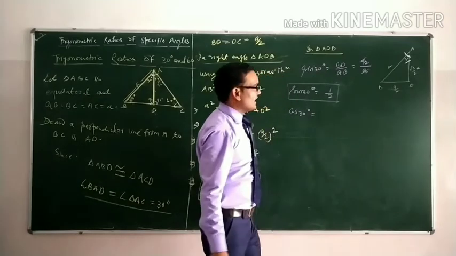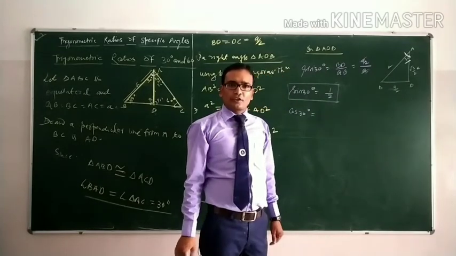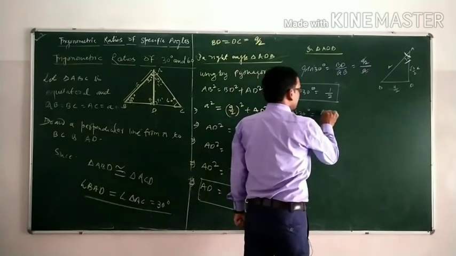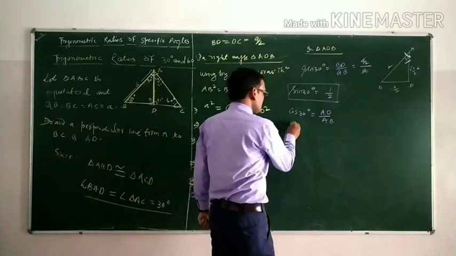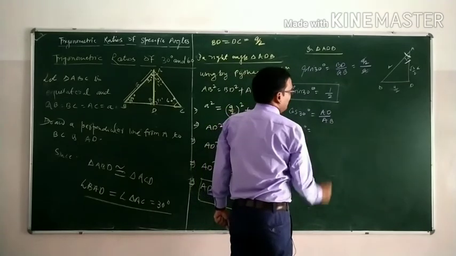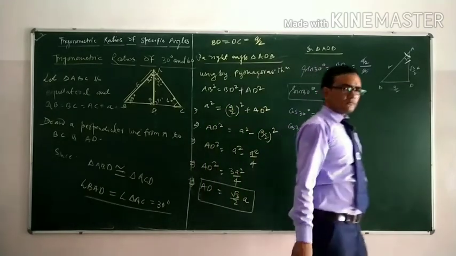Okay students, similarly we find cos 30 degrees. Cos 30 degrees is base upon hypotenuse. What is the base? Base is AD and hypotenuse is AB. Cos 30 degrees is the value of AD.